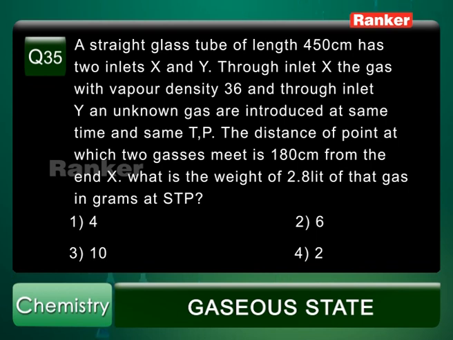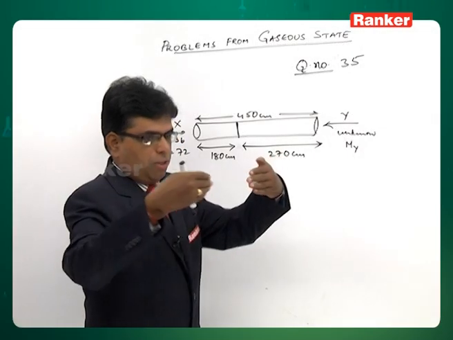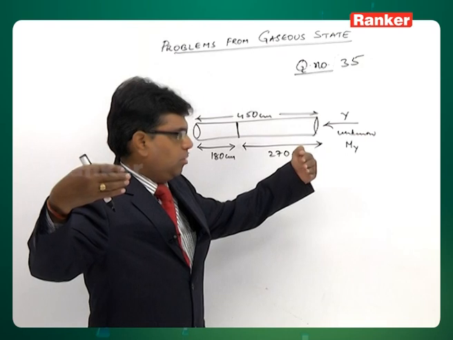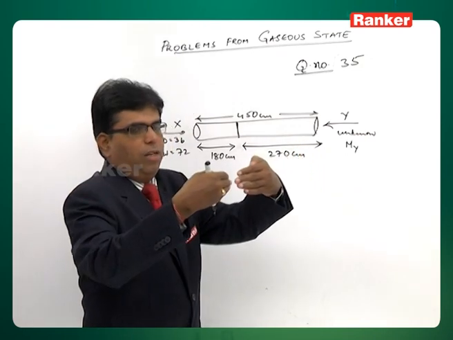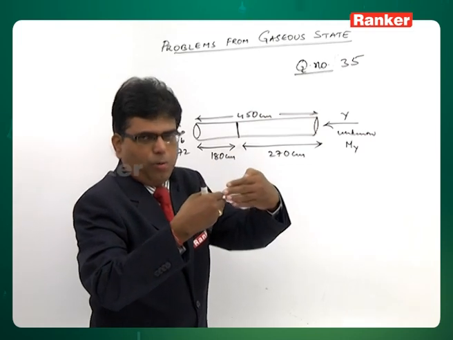Now, for that, first what we have to do is find out the molecular weight of the gas, because it is again from the 2 opposite ends that the 2 gases are allowed to mix. So, it is the rate at which the 2 gases are diffusing from the two opposite ends that is the principle involved here.